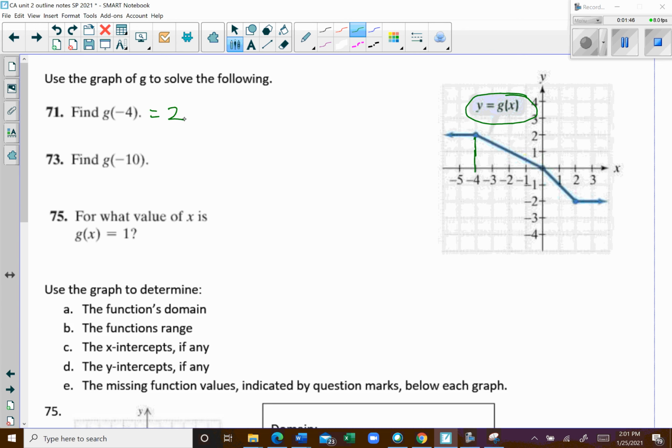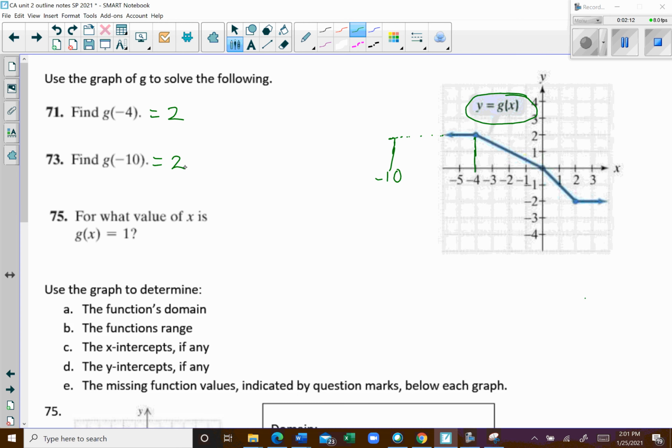G of negative 10, well, that's off the graph, but you can see that we have a straight line and we have an arrow on the end, so it indicates that it just goes indefinitely out that direction. So if you were to go out to negative 10, it would still be at a height of 2. So we're going to go ahead and put that at 2 right there.